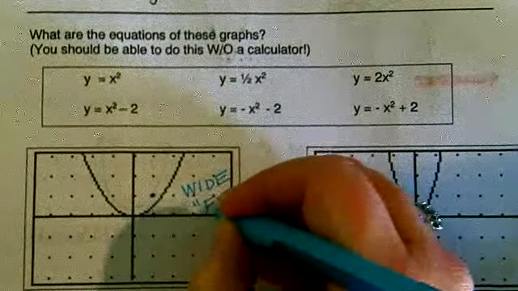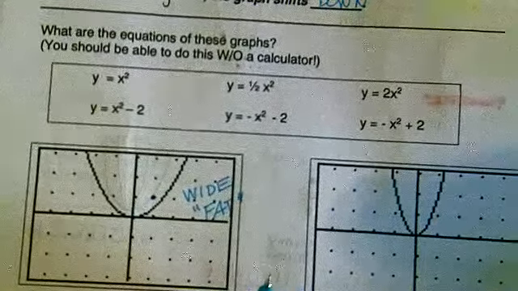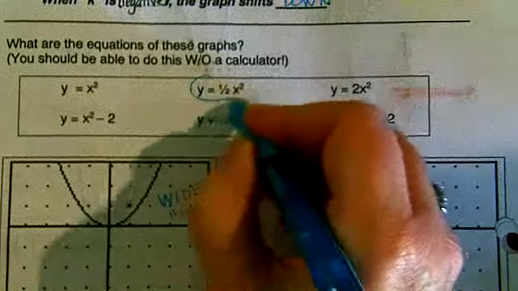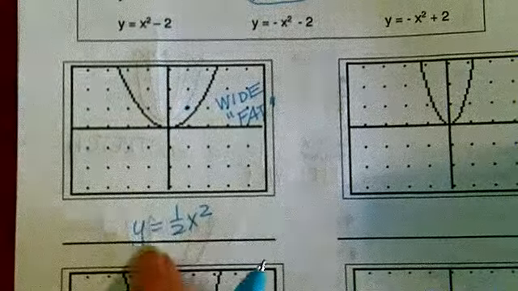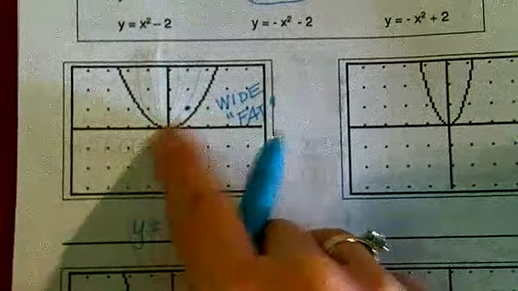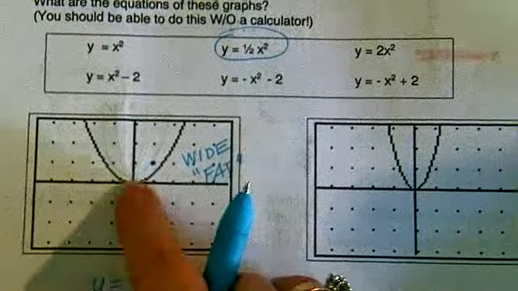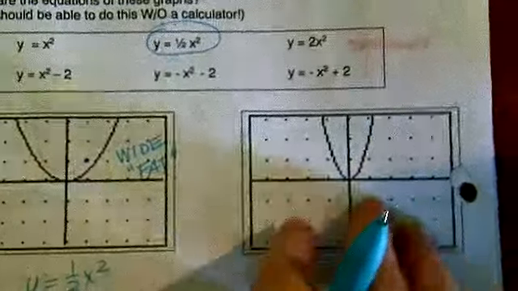Wide or fat. What makes it wide or fat? A fraction in front makes it fat. So my choices, that's it right here: y equals 1/2 x squared, because this one is wide. And I could figure that out without a calculator just by knowing that trick and looking at the graph. Over 1, up 1.